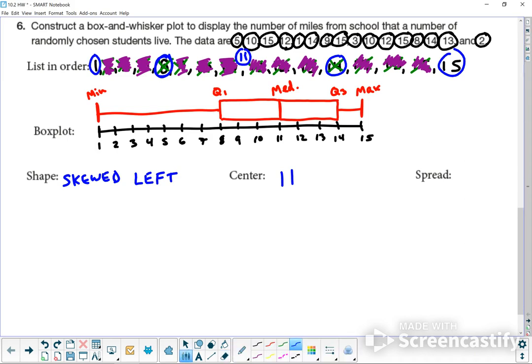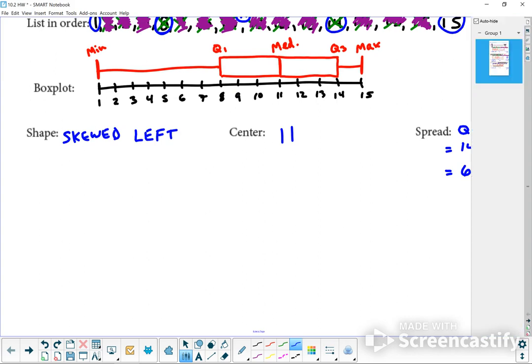And spread goes from 8 all the way to 14. So you can just count, or you can do it as Q3 minus Q1. So this is how you do it. Q3 is 14, minus Q1, which is 8. Right, and then you've got to figure out what 14 minus 8 is, and that's 6. Okay, that's your work, and I think that's the only page. Yep.